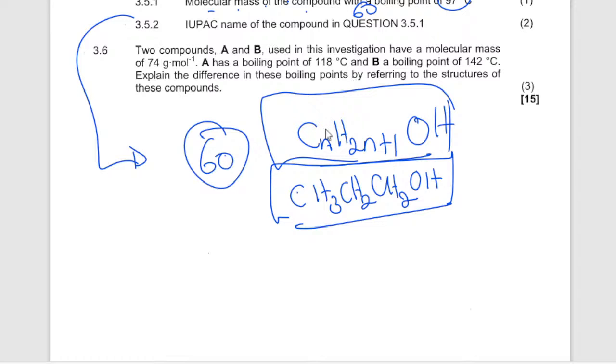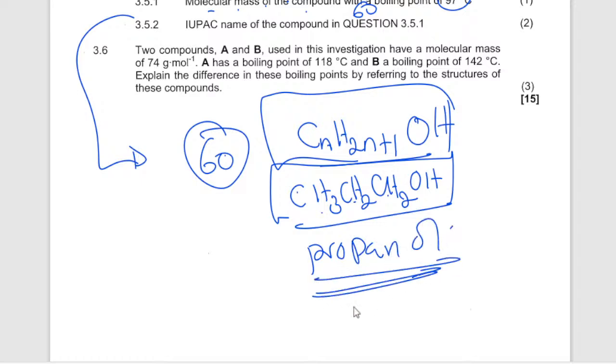So they say IUPAC name, so it's going to be 1, 2, 3. So it's going to be propanol. That's what they want. Propanol. Maybe they will give a mark for that, and also a mark for the main chain. So guys, that's how you're supposed to answer that question.